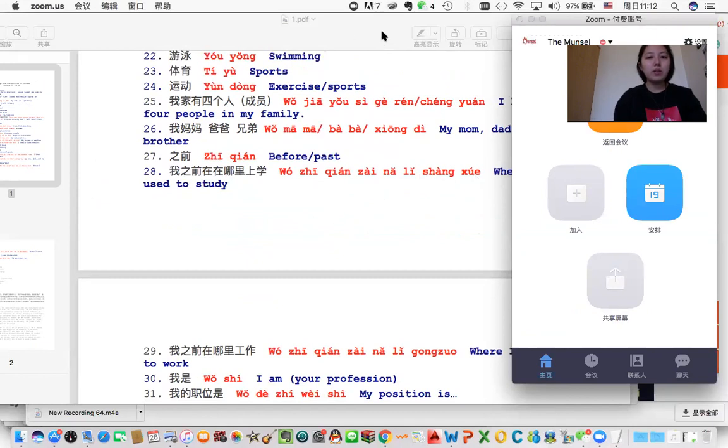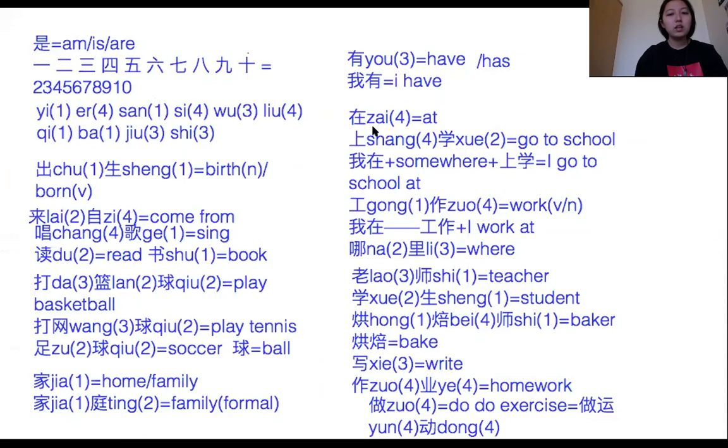If you want to say where you study now, you can say, because 在 is at. 上学 is go to school. So you can say 我在 somewhere 上学. It means I go to school at. No 之前, no before. Just I go to school at. That means where do you go to school now? 我在 somewhere 上学.